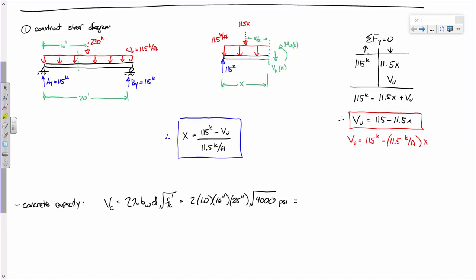No, units. Pounds. We have PSI times inches, so the units are pounds. Since on our shear diagram, looking up at the red and the blue equations, I see kips everywhere, let's convert this into a consistent unit system, and let's say it's 50.596 kips. So if I have that, what's phi VC?